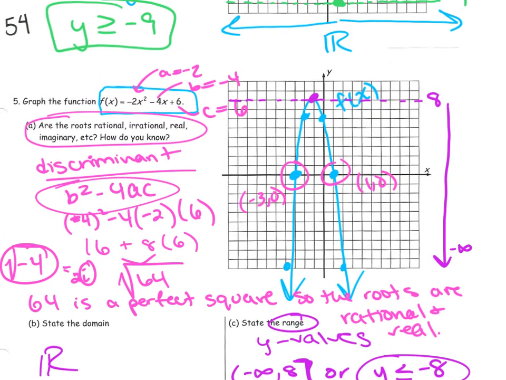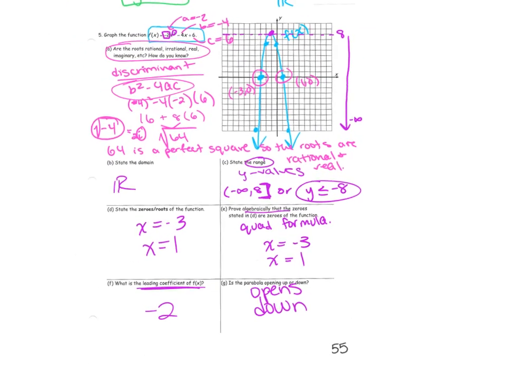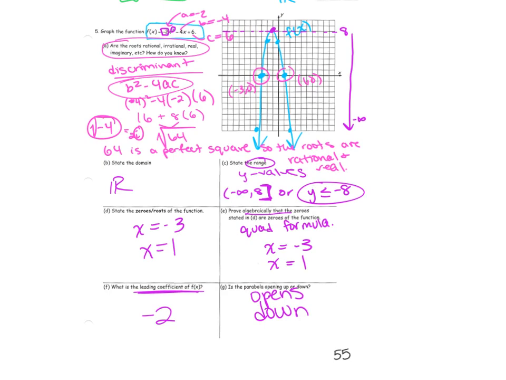Well, if I come back up, all right, well, the degree of this quadratic is 2, which makes sense because it's a quadratic. And the number out front of that x squared is a negative 2. So there is my leading coefficient. And we saw that this parabola was opening down. Opens down. Alrighty. So hopefully we have a nice little overview here. I'll zoom out of question 5 on page 55.